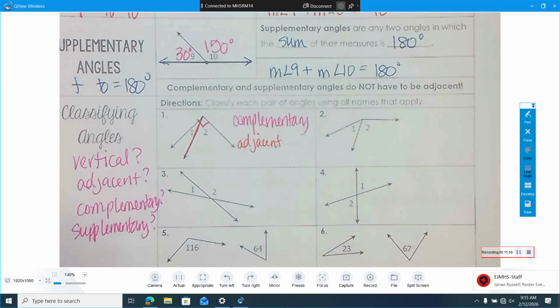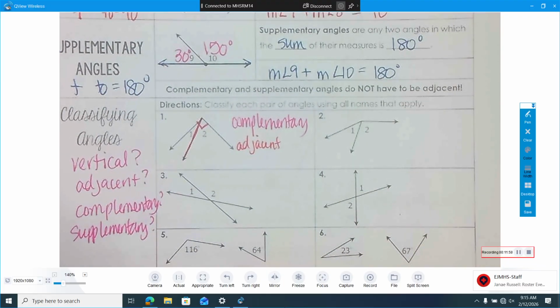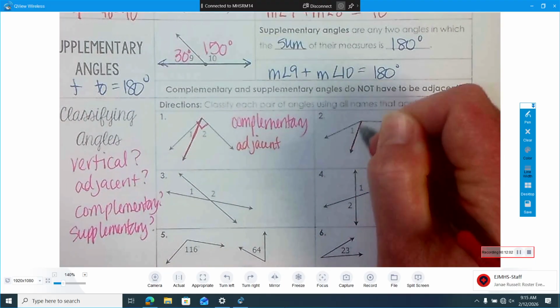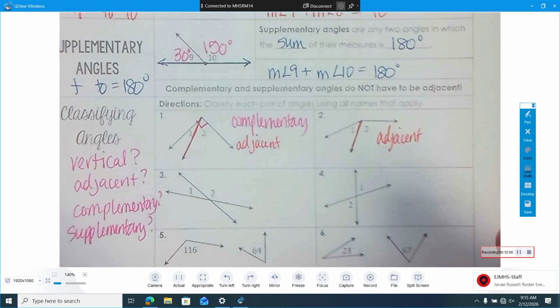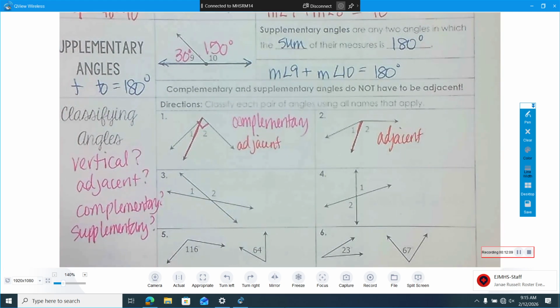What about number 2? What are they? Adjacent. Yeah, they just share this common side, so they are adjacent. They didn't make a full straight line, so they're not supplementary.